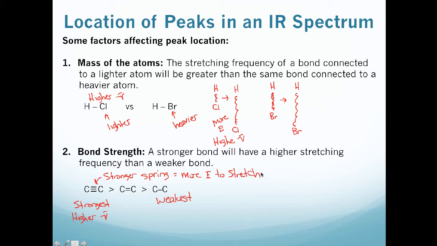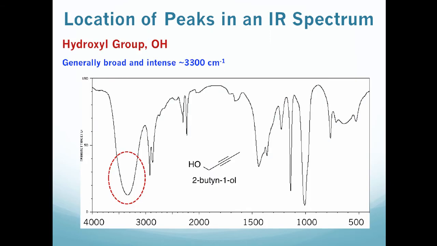If it requires more energy to stretch it out, then that means it's going to have a higher wave number, because higher energy equates to higher wave numbers. So you can make these analogies for various systems to figure out where things are going to stretch. So now we're just going to go through some of the different functional groups that you'll find in molecules and where you can see these in an IR spectrum.